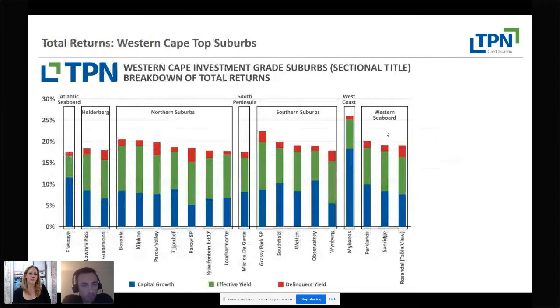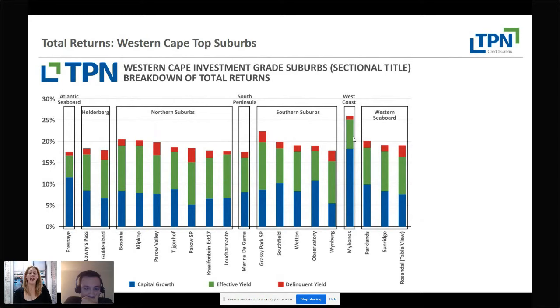So let's look at the Western Cape investment grade suburbs. I've looked at sectional titles again, so I'm not looking at full title properties here. And remember, we're looking at the total returns. I'm going to jump straight into Mykonos. Oh, my gosh. 18% capital growth per annum for the last 10 years.